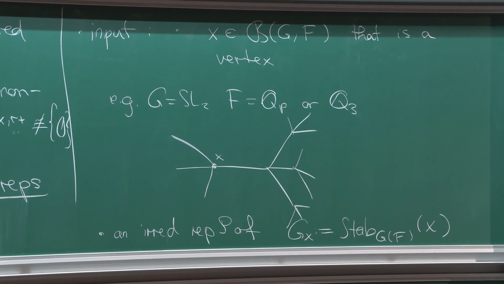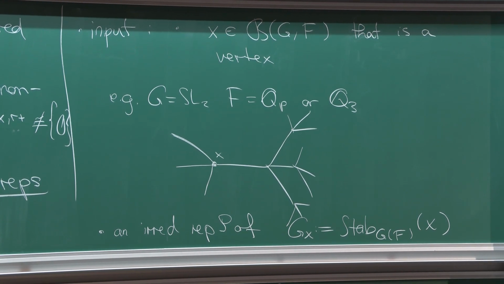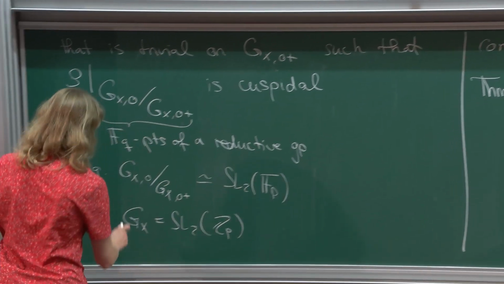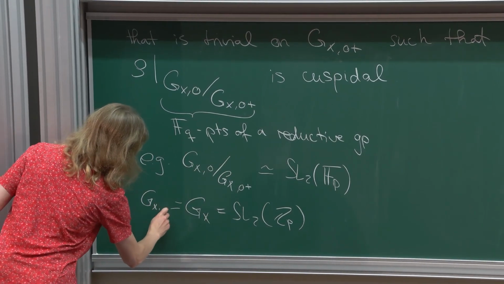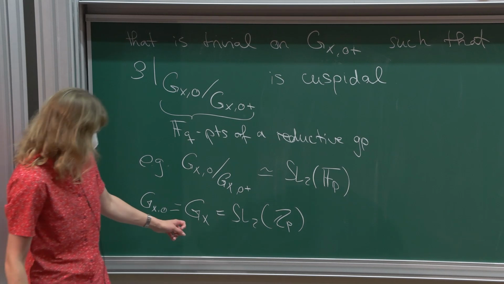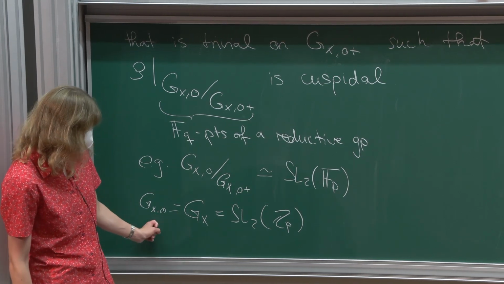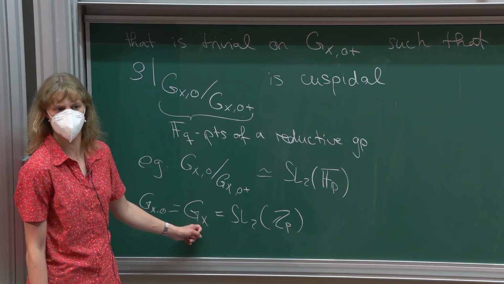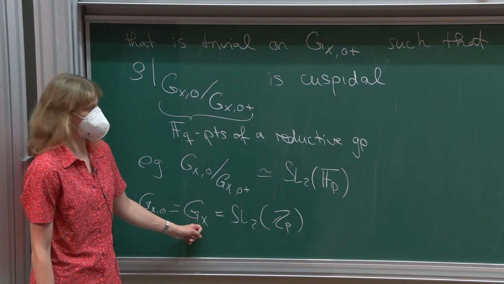Question. What's the relation between Gx and Gx naught? So in this baby example, they are actually the same. In general, Gx0 is a finite index subgroup inside Gx for semi-simple groups. For reductive groups, you also have to take the center into account.